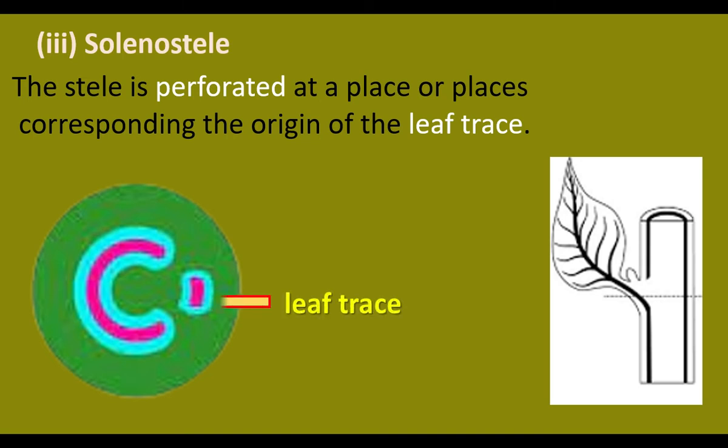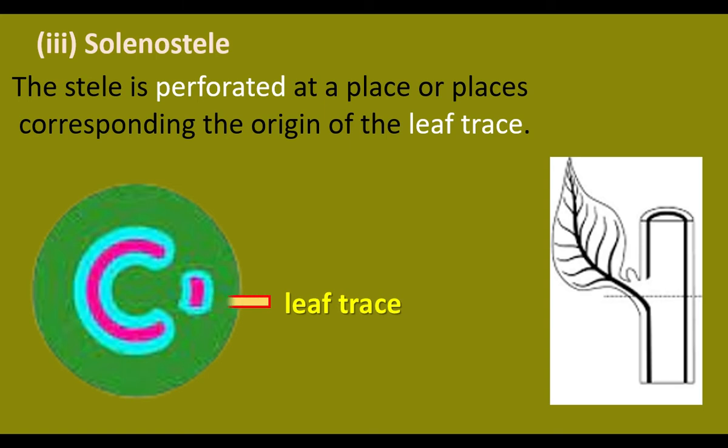This is leaf trace. Leaf trace is at the leaf base. Leaf trace is a vascular tissue. It connects vascular tissue of stem and vascular tissue of leaf. From the stem, water is transported to the leaf through the leaf trace, and from the leaf, the prepared food materials are transported to the stem through the leaf trace. Corresponding to the origin of leaf trace, the stele is perforated. It has opening. That type is called a Solenostele.